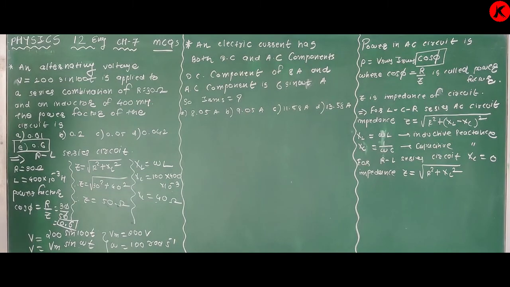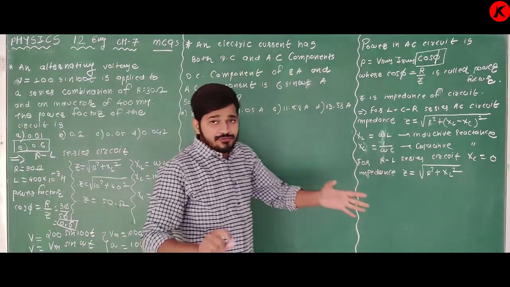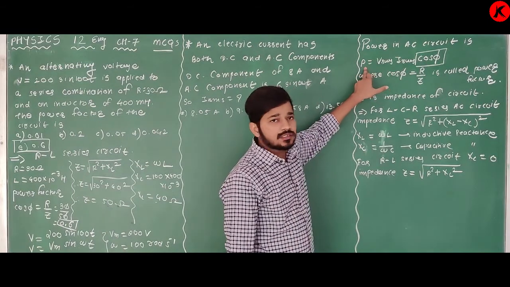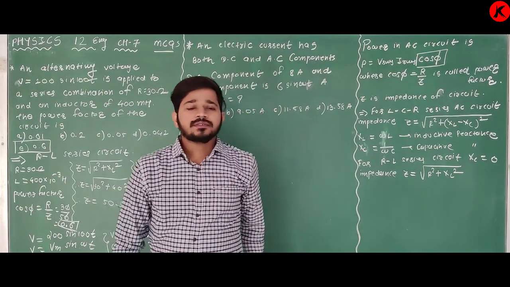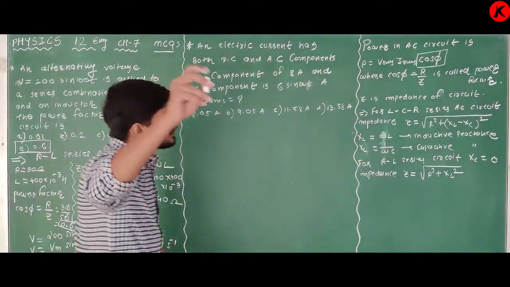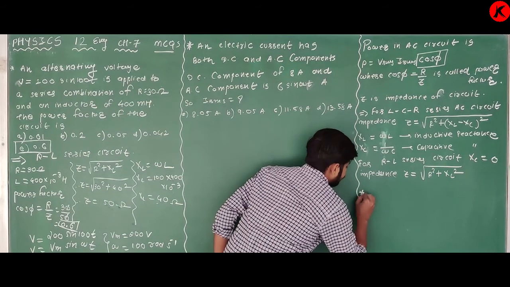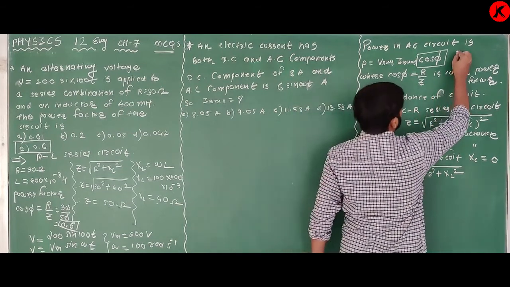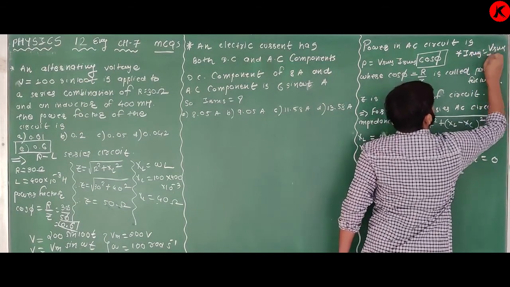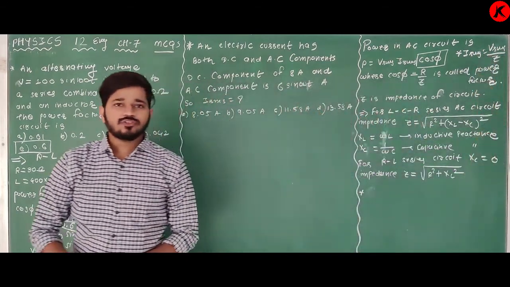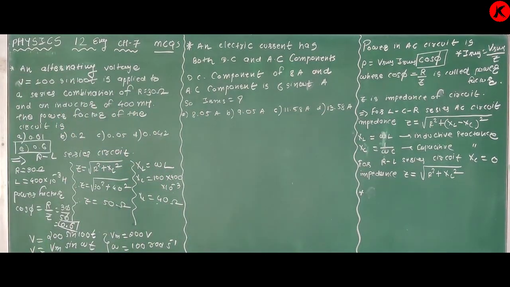Once you know what power factor is, you can easily find it if you are asked. The power is P is equal to Vrms Irms cos phi. What is the equation of Irms? Here I will write, Irms is equal to Vrms upon Z. Clear about this? So yes, that is how to solve this question.